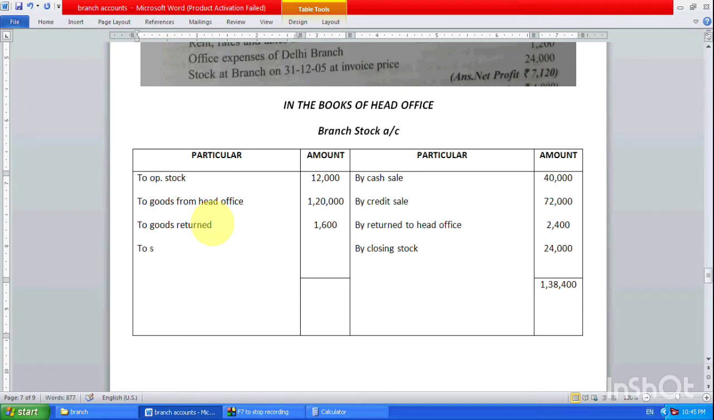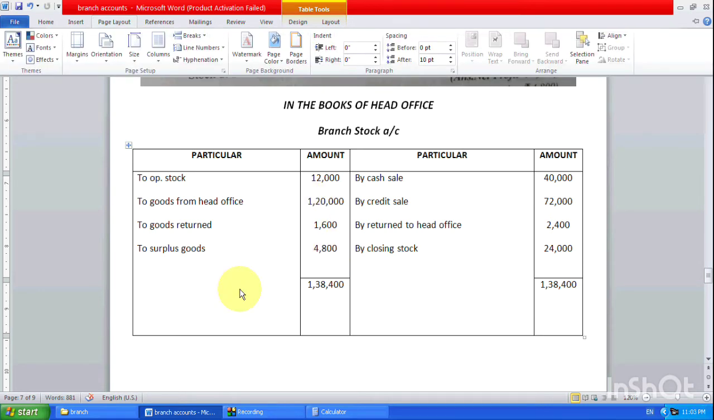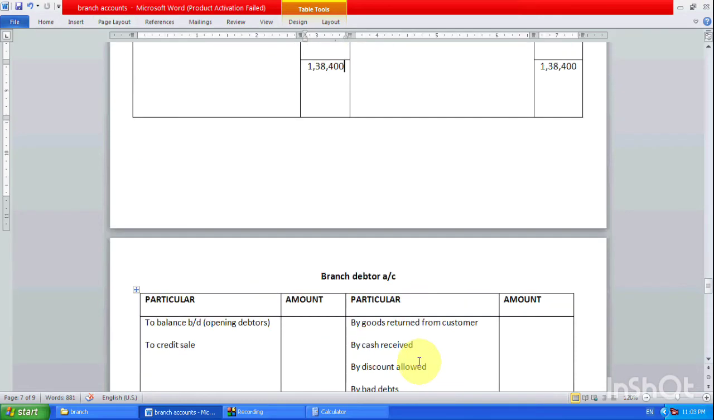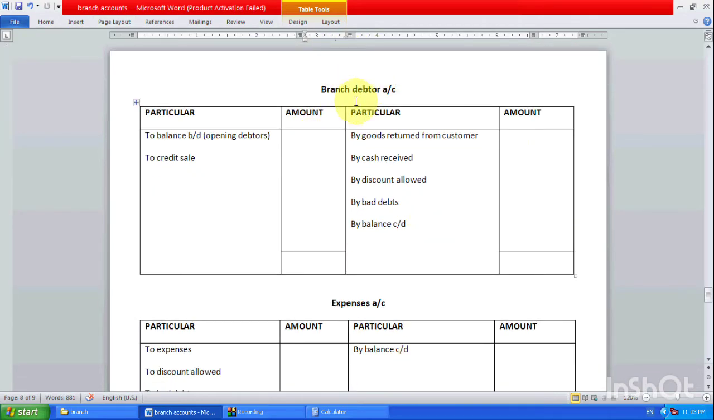Okay, we are getting only a very small amount. So how do we have to write it? We have to write it here as a surplus. It's 4,800 we are getting, not 5,000. 4,800 surplus goods, which means extra goods. Sometimes it will happen that we forget to calculate at opening. That's why the closing stock will be extra. So we can write it as surplus goods.